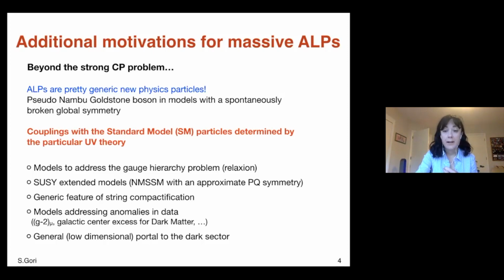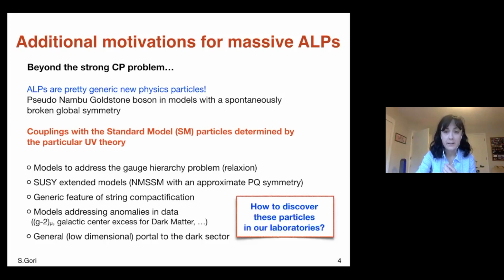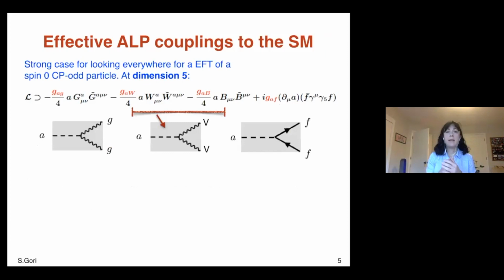And of course, the question is how these particles are interacting with us, with the standard model. And so what is the Lagrangian that we can write down? At dimension 5, we know that axion-like particles can interact with gluons, as we can see here from the first operator, with SU2 gauge bosons, the U1 gauge boson of the standard model, as well as fermions with derivative interactions of this type.